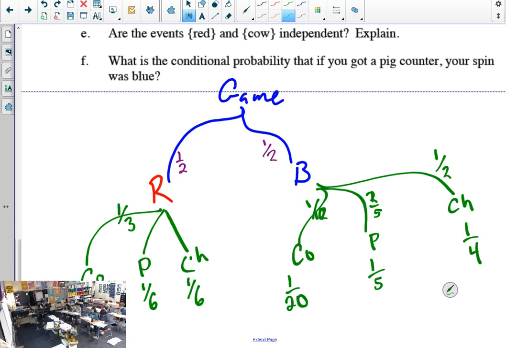You just add the probabilities of both. Area there. Is that what you do in an area model? Yep.